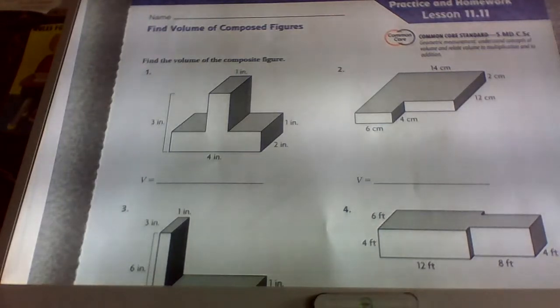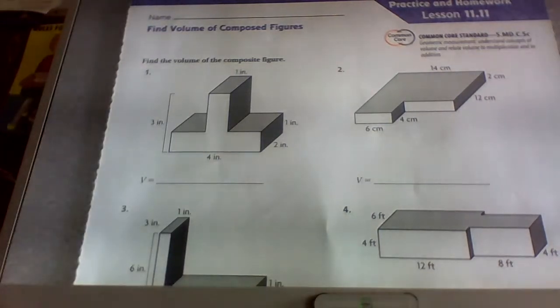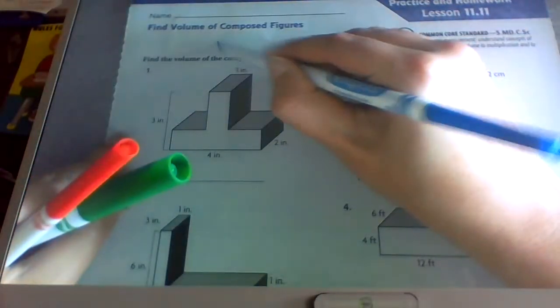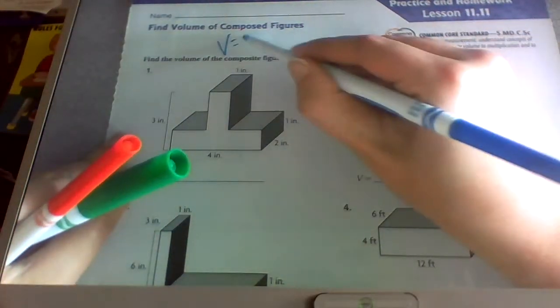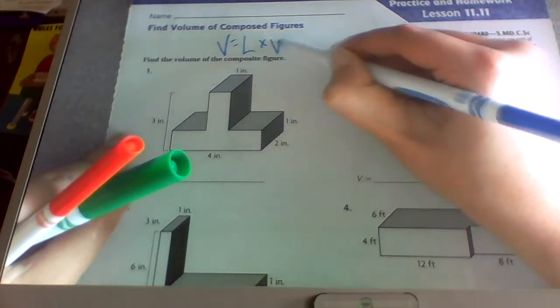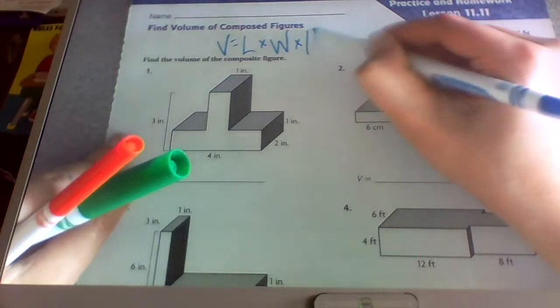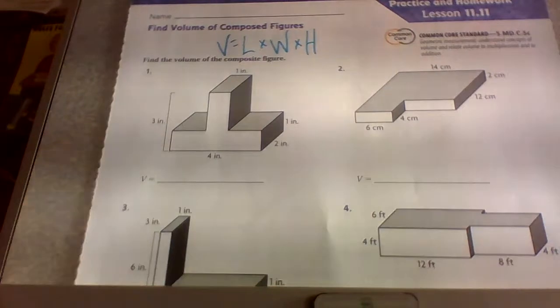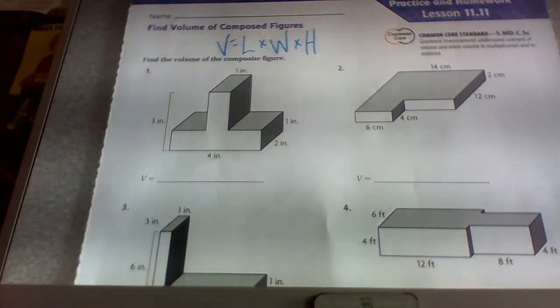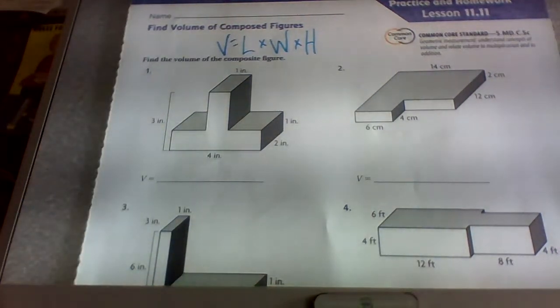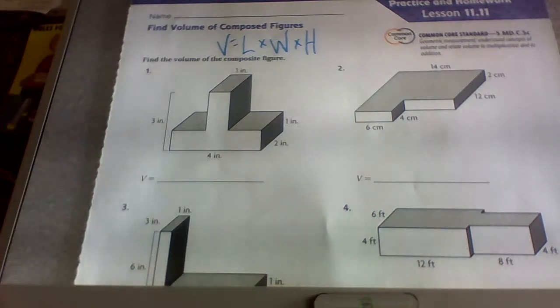I want to start with question number 1. First and foremost, we know that we're finding the volume. So I just want to remind myself that volume means we're multiplying the 3 dimensions of these three-dimensional figures by multiplying the length and the width and the height together. So let's start with that just to remind ourselves. Now, we need to find the volume of these composite figures.